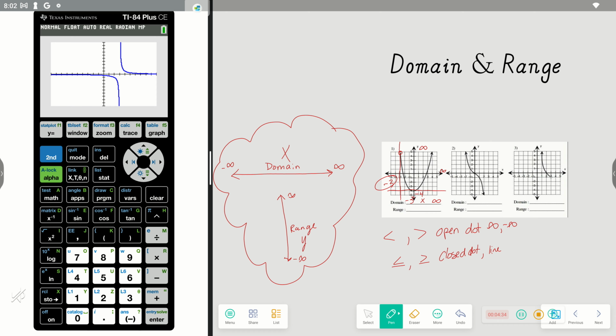Okay, -3 was an open dot, so it's not equal to. So we're saying we go from -3 to infinity, and infinity is also not equal to because we can't reach infinity. The farthest down this went is -4, and this is a line here. A line means it's included, so I'm going to write -4, and it's included. Range is y, and the farthest up it went is infinity, which is never included.